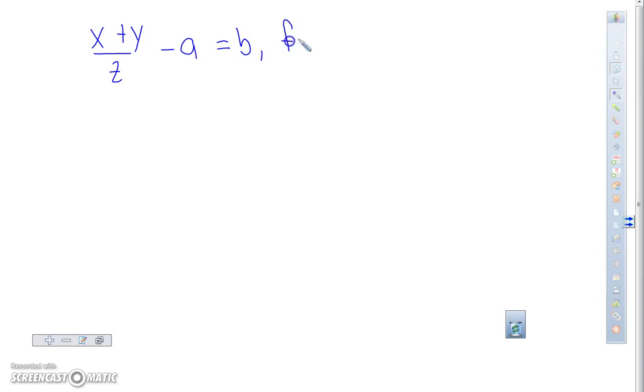Okay, so let's do one more problem of solving for variables. And again, once I write this one down, pause it, solve for the variable, and then verify your work. So x plus y over z minus a is equal to b, and we're going to solve for y.